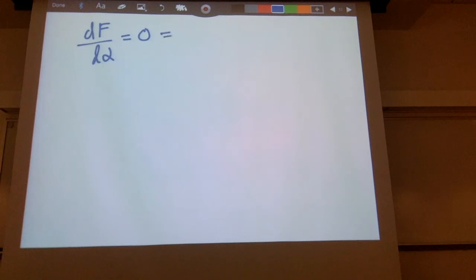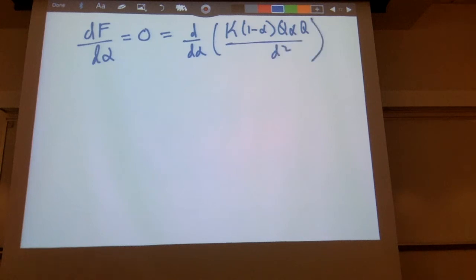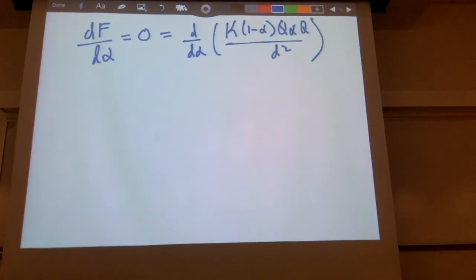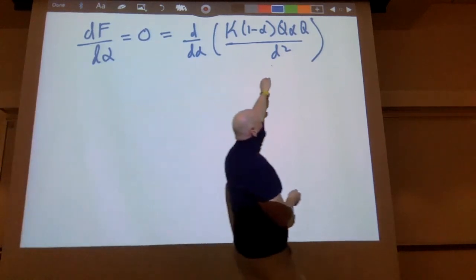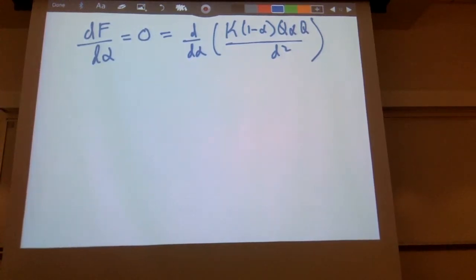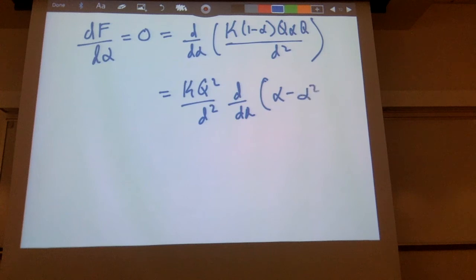So let's do that. This is then equal to the derivative with respect to alpha of K (1 minus alpha) Q times alpha Q divided by the distance d squared. Now let me ask you a question. What's the derivative of a constant with respect to alpha? 0, right? So K is a constant, Q is a constant, d squared is a constant, so all those things come outside of the derivative. So this is equivalent to K times Q squared divided by d squared times the derivative with respect to alpha of alpha minus alpha squared.